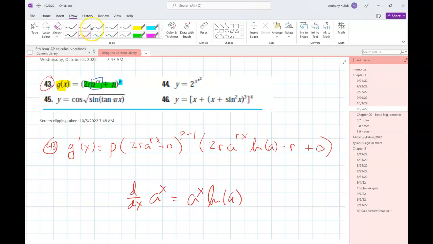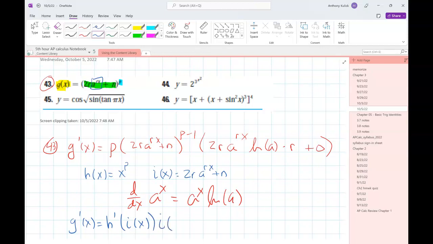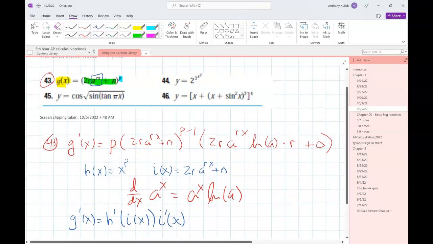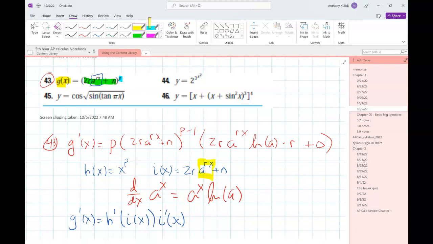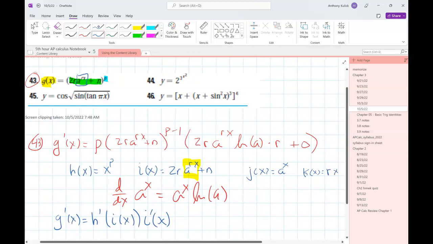So when I did this, if we think about this as a composition, say h of x is x to the rho, and then i of x would be the inner stuff. So g prime would have been h prime of i of x times the derivative of i of x. And i of x, we see that this piece is a chain rule part there. So maybe I say j of x is a to the x, and then k of x would be rx.